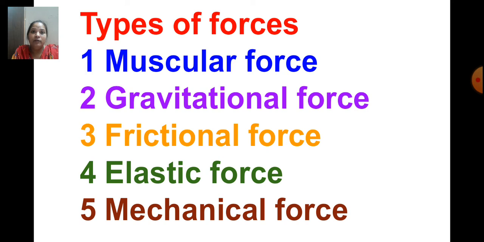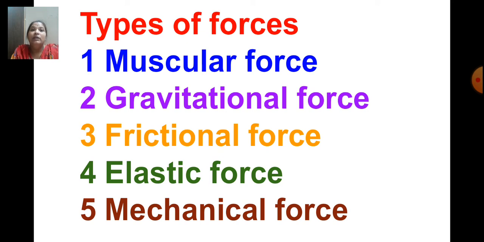Frictional force, children. Friction acts when two surfaces come in contact with each other. Friction always works in the direction opposite to movement. Rough surfaces make more friction than smooth surfaces. Elastic force we have already discussed right now.